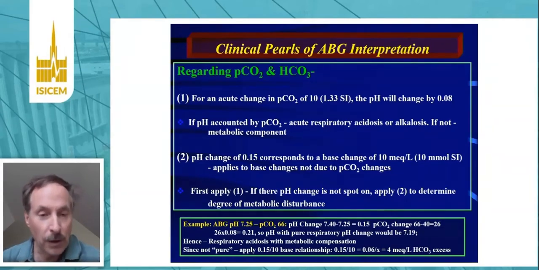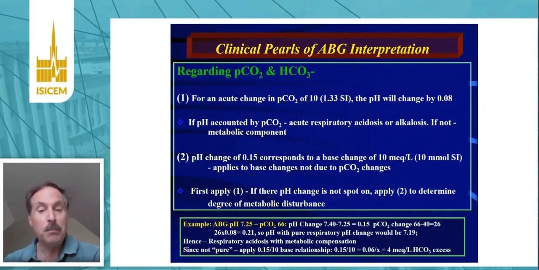By applying rule number 1, 26 times 0.08 equals 0.21. So the pH with a pure respiratory pH change would be 7.19. Hence, our pH is less, therefore the change in pH is less, hence the respiratory acidosis is compensated by a metabolic component. Since this is not a pure respiratory acidosis, we can apply rule number 2, and we get that there is a 4 milliequivalent bicarbonate excess. Hence, the pH was not as low as we would have normally calculated by just rule number 1.